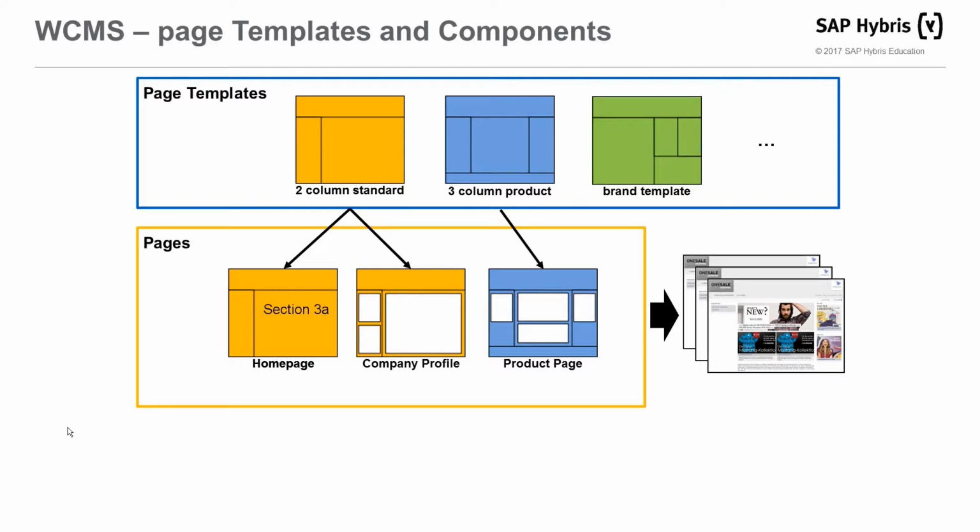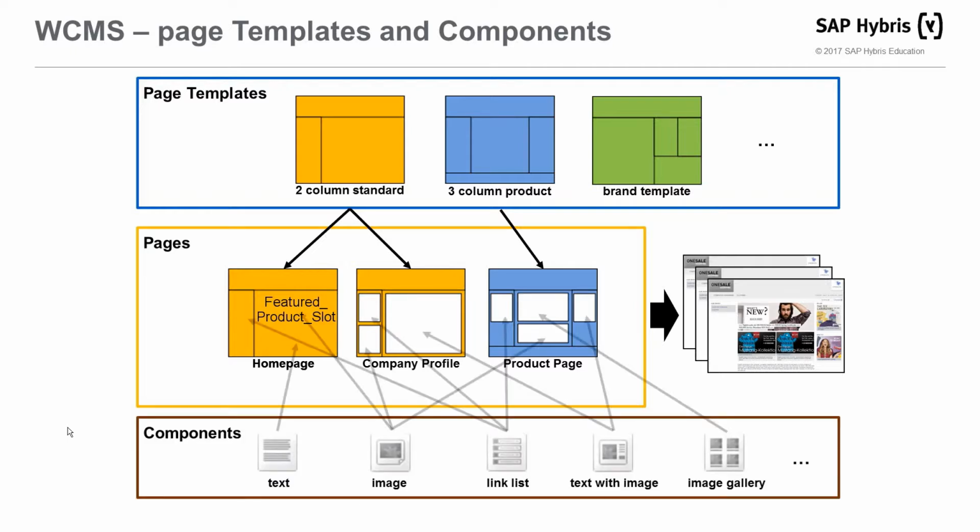Pages require content slots for holding CMS components. Each content slot you create is associated with a page, such as the home page, and one of its page template positions, such as Section 3A. You will give it a page-specific name, such as Featured Product slot. Finally, you add one or more CMS components to the content slot.